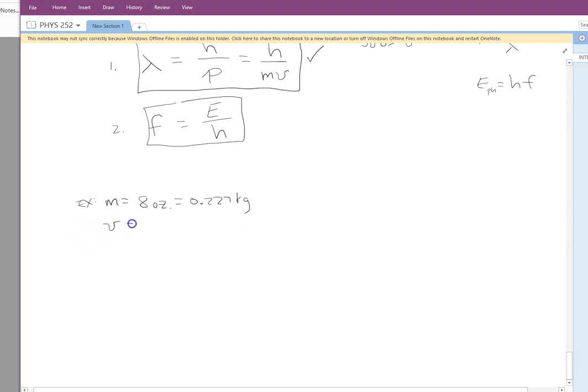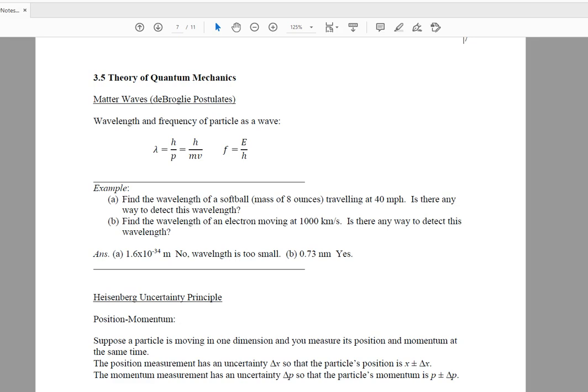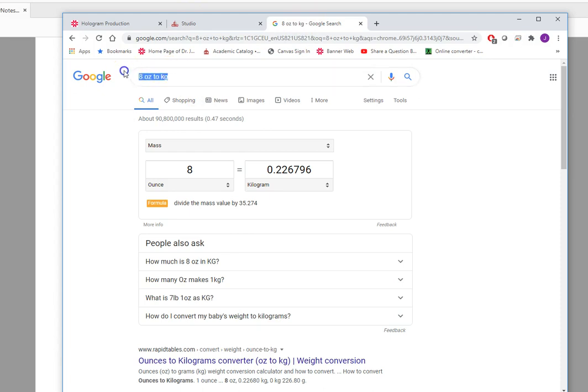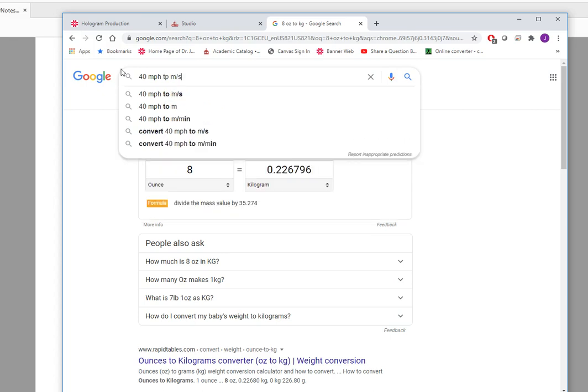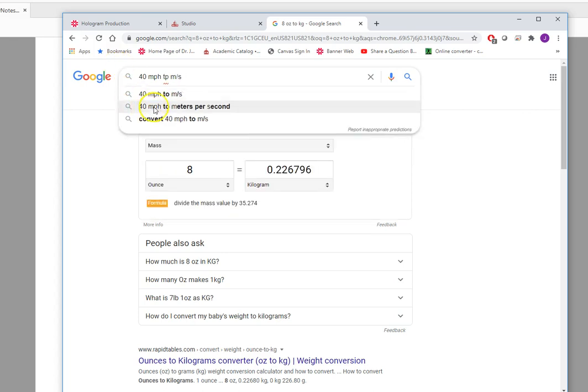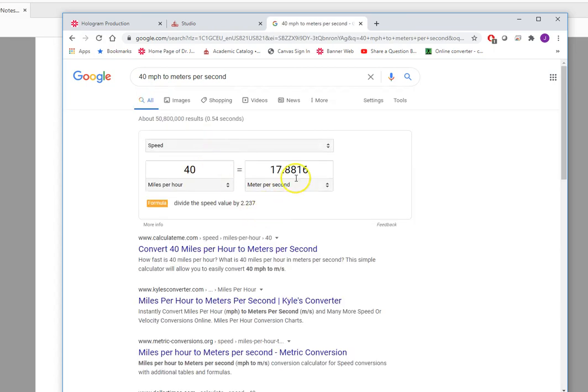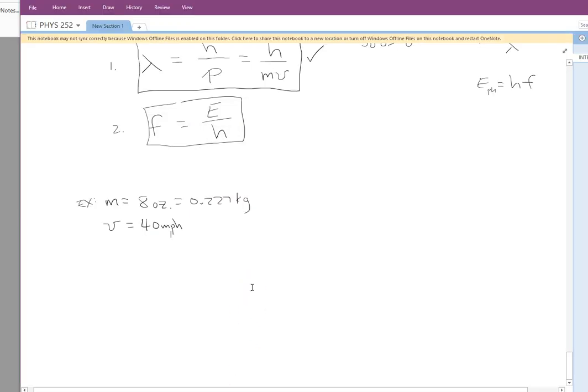And how fast did we throw it? I think we said 40 miles per hour, right? Let's double check. Yeah, 40 miles per hour. So again, let's use our friend here. 40 mph to meters per second. I want to use SI units. So there we go. We have about 17.9 meters per second. I want to use SI because my Planck's constant I know with SI units.